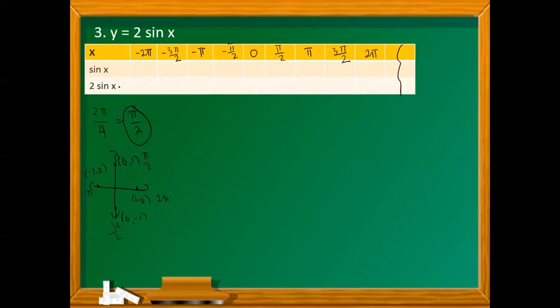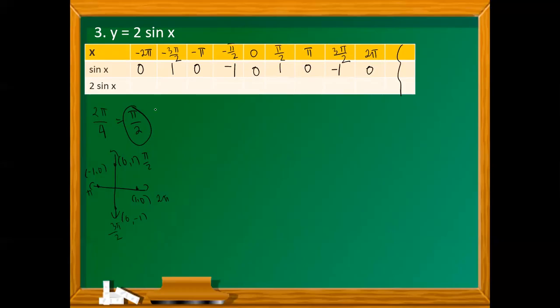And we'll consider the sine value. So sine negative 2 pi will be 0. And then sine negative 3 pi over 2 is coterminal with pi over 2, and this is 1. Sine negative pi is 0. Sine negative pi over 2 is negative 1. Sine 0 is 0. Sine pi over 2 is 1. Sine pi is 0. Sine 3 pi over 2 is negative 1. And sine 2 pi is 0.